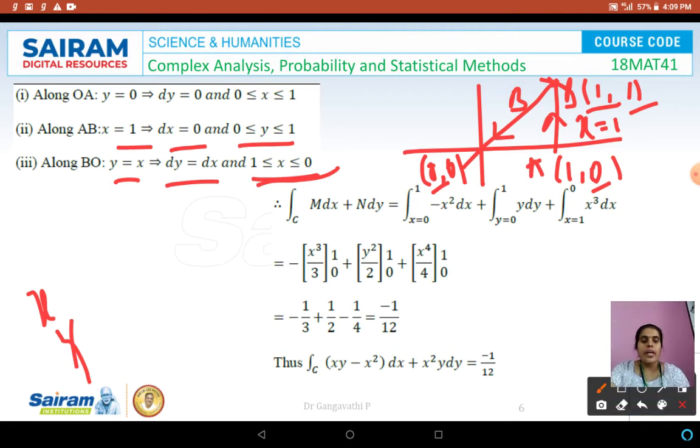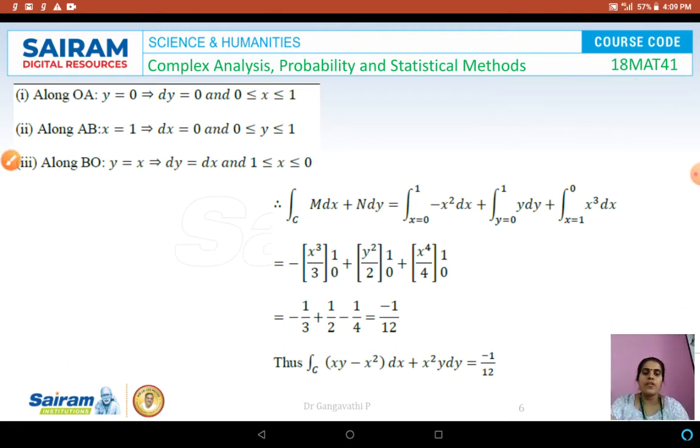So therefore the integral of m dx plus n dy, which we have split up, we are going to substitute. Along OA, the x limits are 0 to 1, and in the integrand we are going to substitute y is equal to 0 and dy is equal to 0, and once we make the substitution we are left with only the term minus x square into dx. Similarly, the second integral is along AB, where x is equal to 1 and dx is equal to 0 and y varies from the limits 0 to 1.